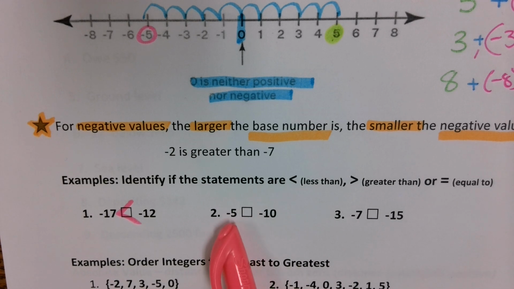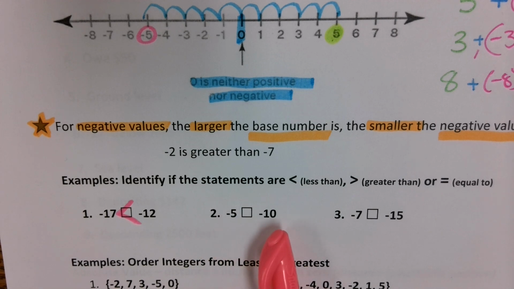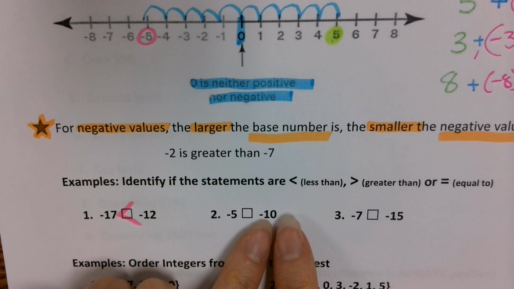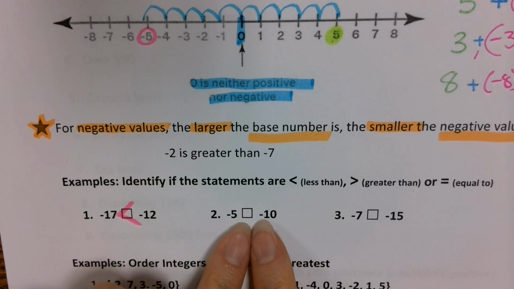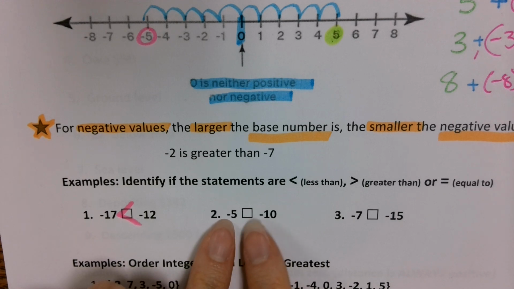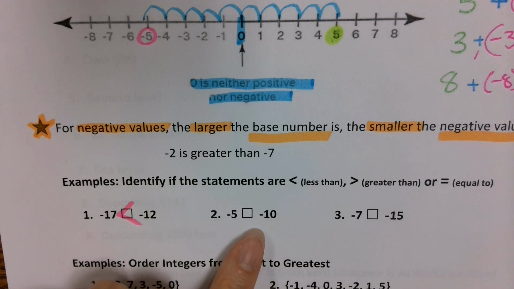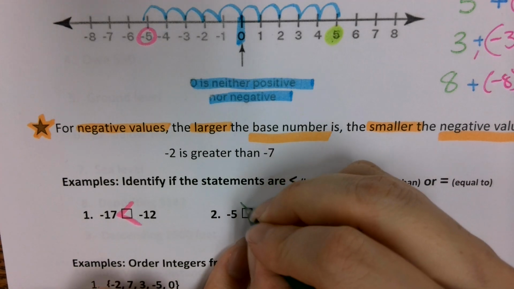Okay, we have -5 compared to -10. Which one of those numbers is going to be further away from 0? -10. Okay, so that makes -10 the smaller number. So am I going to put a less than symbol here? No, because -5 is not less than -10. -5 is now greater than -10. So we're going to put a greater than symbol.